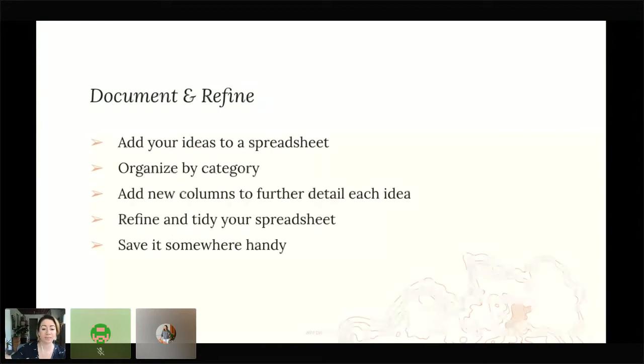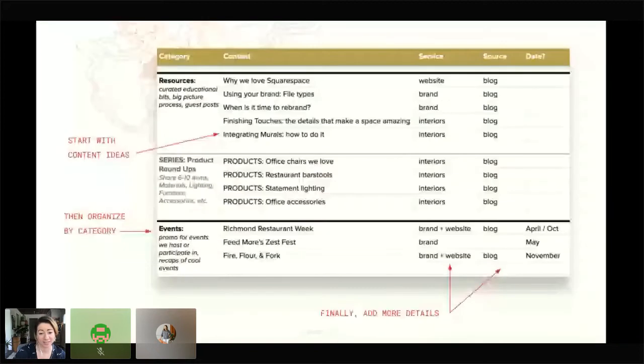Use these columns to create a better view of all of your potential content, and then start to tidy up that spreadsheet. Make headers, make columns easy to read, and then save it somewhere really handy. This is something that you're going to refer back to often, so you want to make sure that it's something that you can use. So let's take a peek at what this can actually look like. This is a screenshot of a portion of my actual content idea list that I created in Google Sheets.